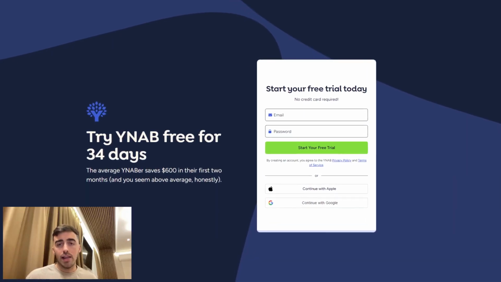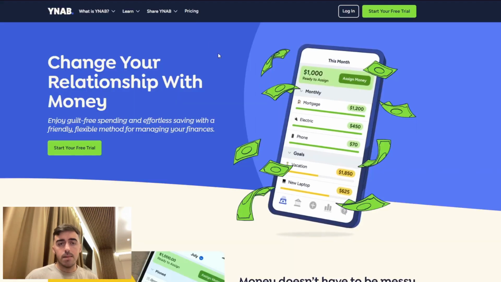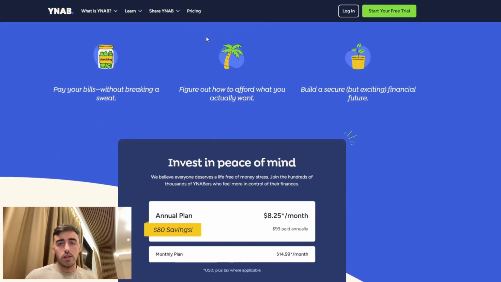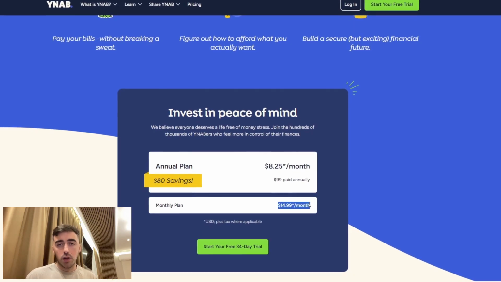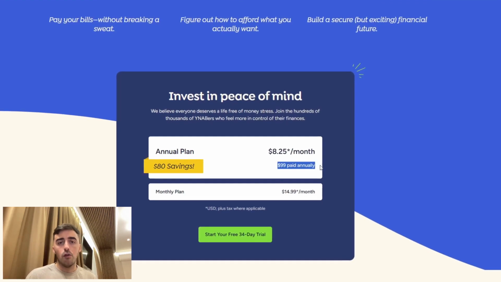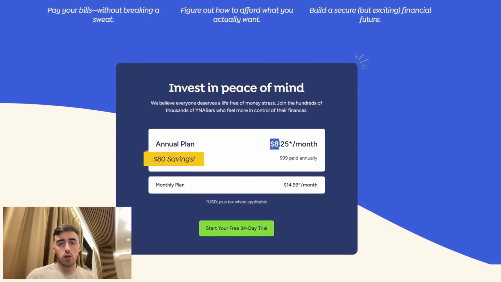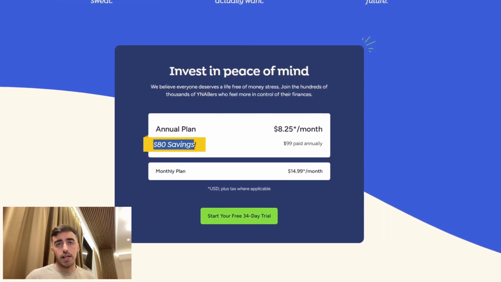In terms of price, neither YNAB or Quicken offer a free forever plan. That said, both budgeting applications offer a free trial. For YNAB, the free trial lasts 34 days, while with Quicken, the free trial period is just 7 days. In terms of price, the cost of YNAB will depend on whether you choose to pay for the application monthly or annually. If you pay monthly, YNAB is going to cost you $40.99 per month, while if you pay annually, it's going to cost you a one-time fee of $99, which will bring down the cost of YNAB to just $8.25 per month, which is going to save you over $80 over the next 12 months.